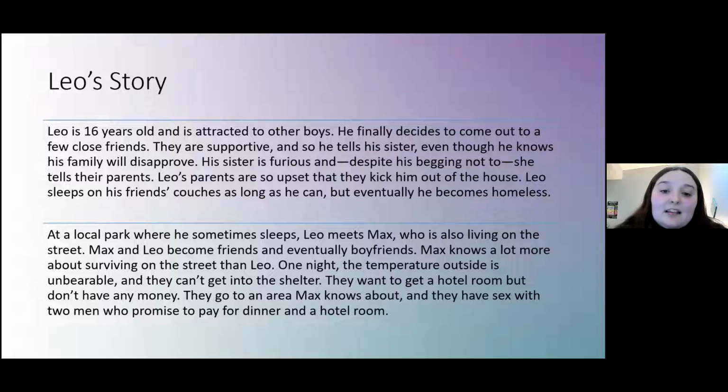They go to an area Max knows about, and they have sex with 2 men who promise to pay for dinner in a hotel room.